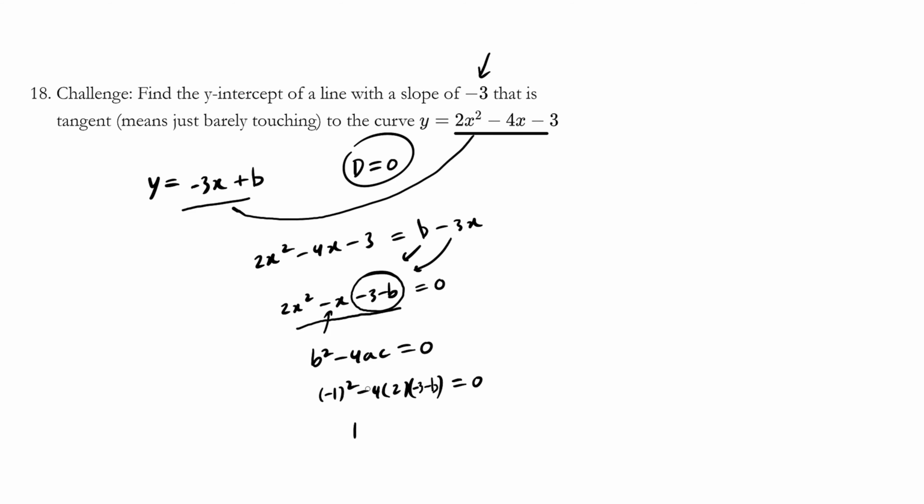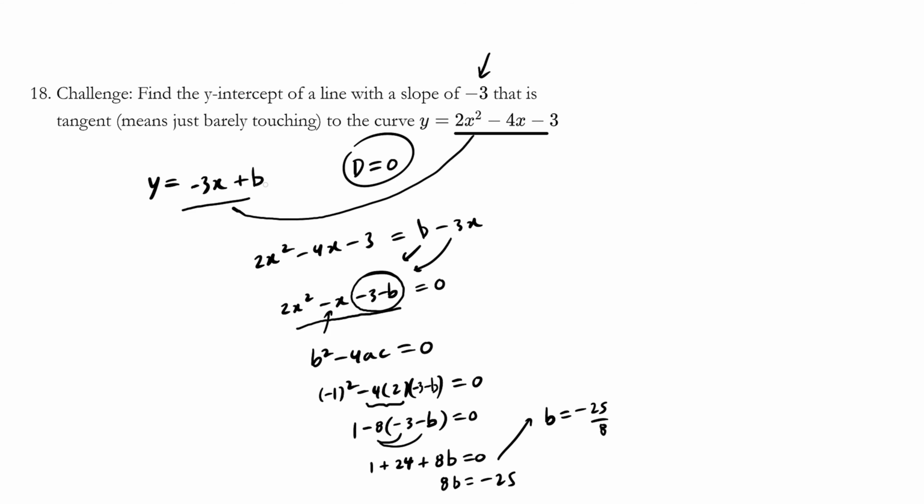So 1 squared is 1. This part here happens to be -4 times 2 is -8. And we still have a bracket, so be careful. So we're going to use distribution. This is 1. -8 times -3 is plus 24. And -8 times -b is positive 8b. So this happens to be 25. 8b equals, when you throw 25 over, it becomes -25. Divide both sides by 8, we get -25 over 8.